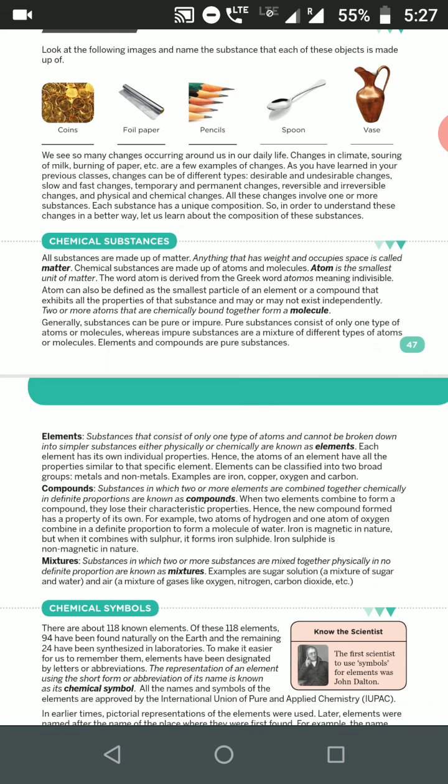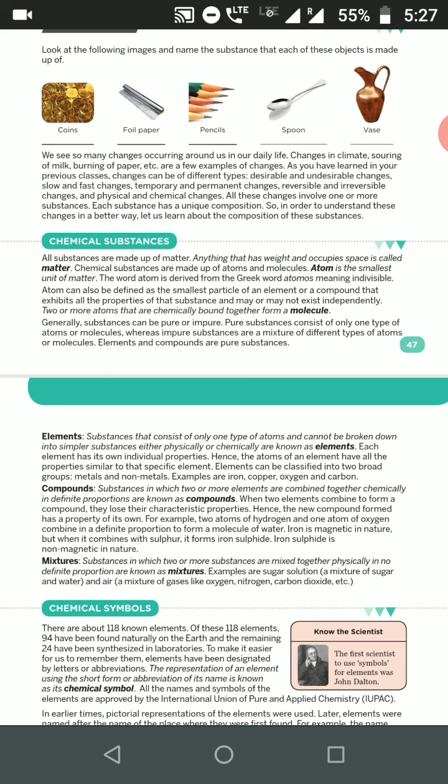So, what are elements? Elements consist of only one type of atom. Each element has its own properties. Atoms of the elements have all the properties similar to that of the specific element. Now, elements can be classified into two types, that is metals and non-metals. Elements like oxygen, iron, copper, gold, silver, mercury, sulfur, they come under elements.